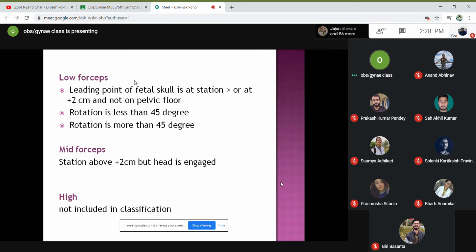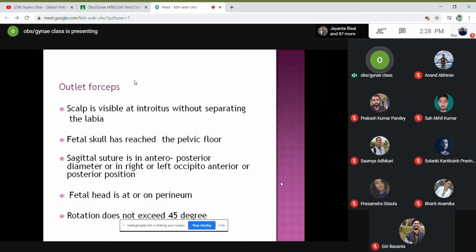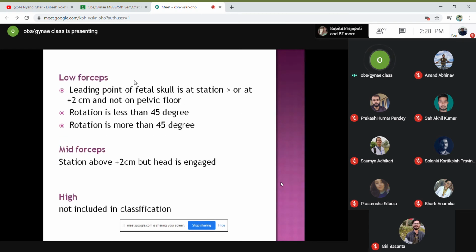Low forceps, the same thing, but they are not going to ask you in detail about all these things. You should just know the types of forceps. One is outlet, second is low, third is mid forceps, and the last one is high. High forceps and mid forceps are not used these days, because we cannot apply them, as cesarean section is much safer. We can only apply low forceps and the outlet forceps.